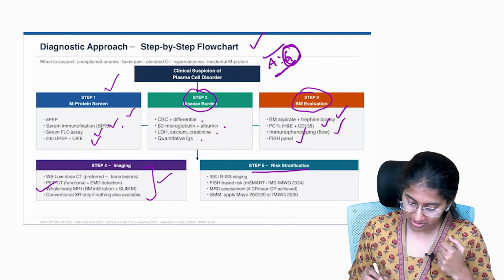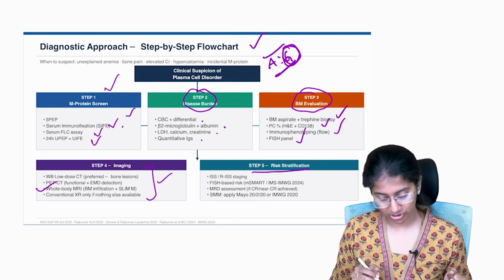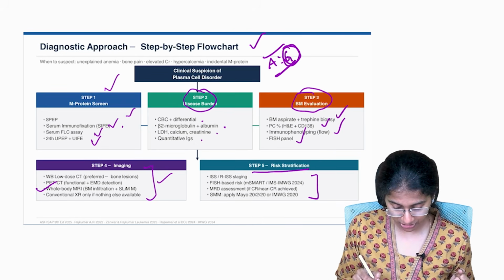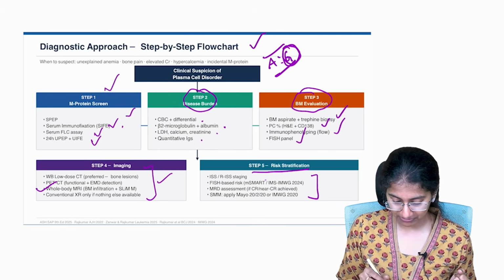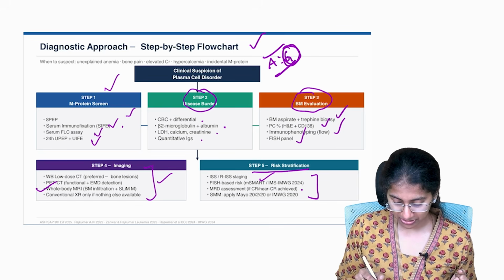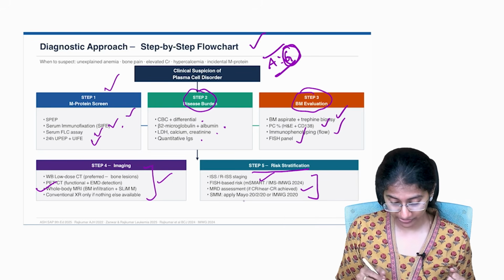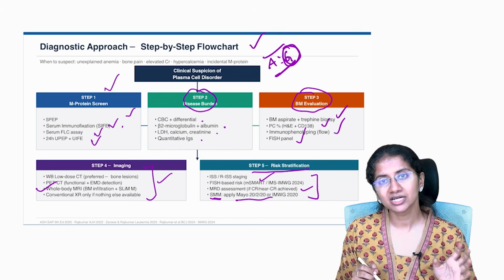Okay, step 5 is risk stratification. So what are the risk stratification that we know? ISS, R-ISS staging, FISH-based risk, M-SMART, and MRD assessment. If CR or near CR is achieved, and in smoldering multiple myeloma, apply Mayo 2/20/20 criteria.